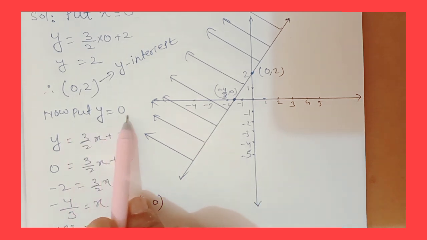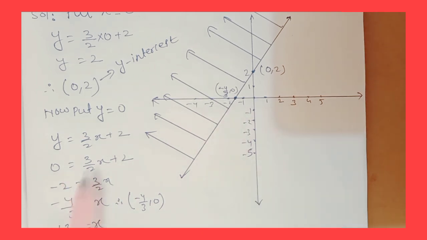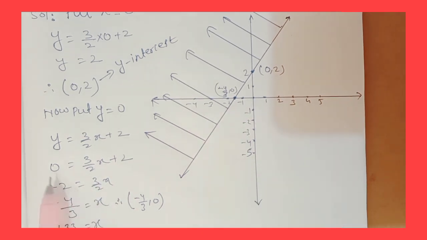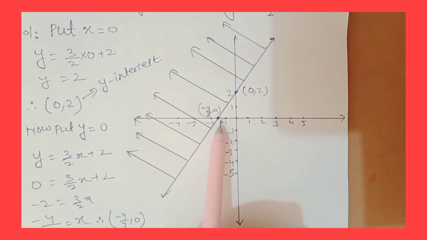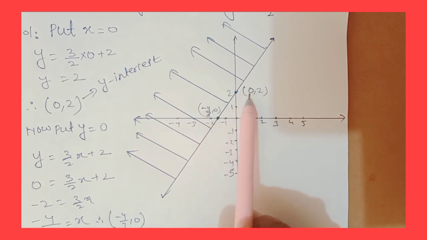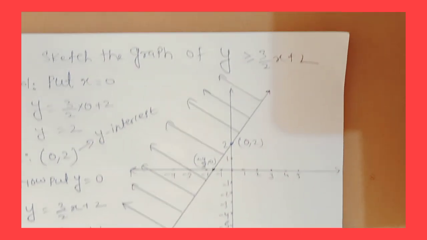Next, to get the x-intercept, where the line intersects the x-axis, put y equal to 0, since on the horizontal x-axis y is always 0. After putting the values, we get x equal to minus 4 by 3, so the point is minus 4 by 3 comma 0, whose decimal value lies between minus 1 and minus 2. So one point is minus 4 by 3 comma 0 on the x-axis and another is 0 comma 2 on the y-axis. Just join them and you will get the graph of the given equation.